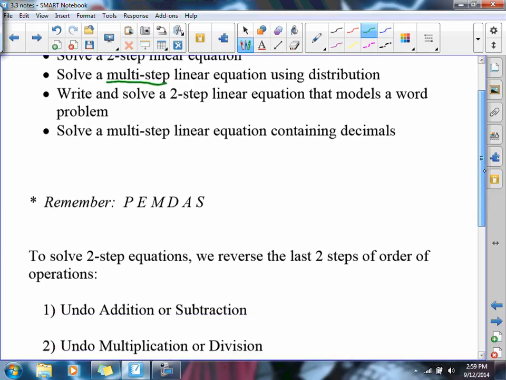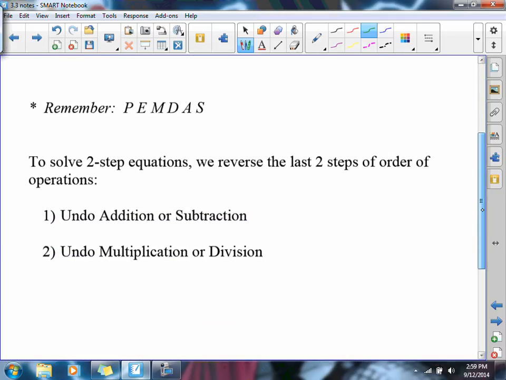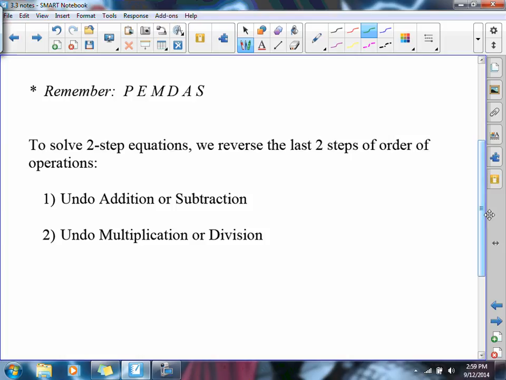Now, when we're solving a multi-step equation, we have to remember our order of operations. And we especially have to focus on the last two steps, the adding and the subtracting, and the multiplying and the dividing. And that's basically what we're going to undo as we solve a multi-step equation.